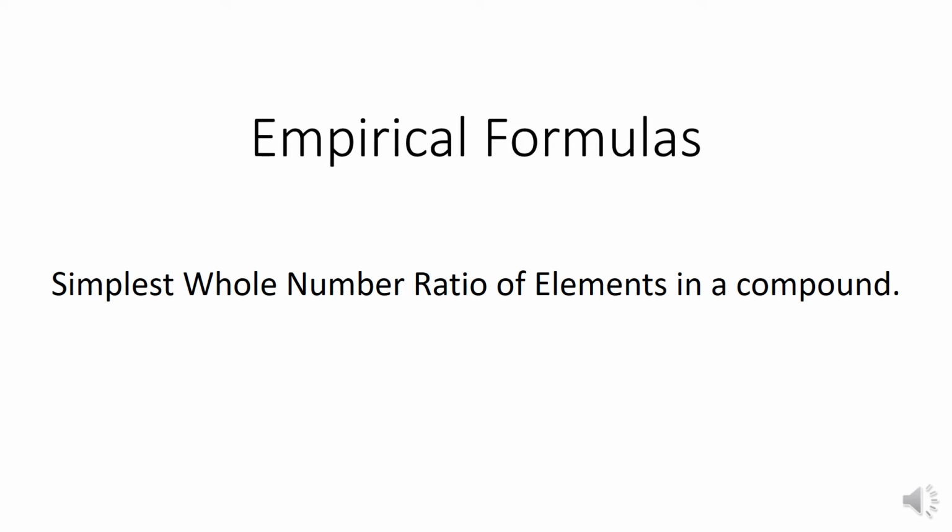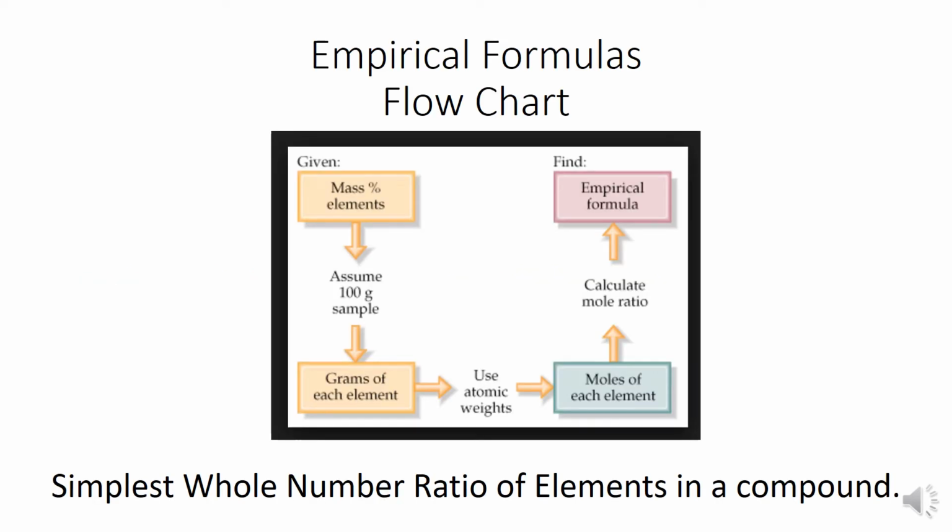We're going to learn how to write an empirical formula, which is the simplest whole number ratio of elements in a compound from the percent composition of a particular substance. So to get started, I'm going to provide us with the following flowchart, which will give us the ability to take the percent composition of a substance and work our way over to what that simplest whole number ratio is going to be, which is ultimately called our empirical formula.